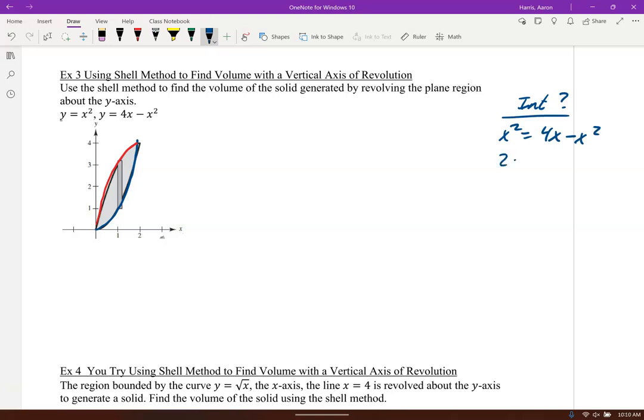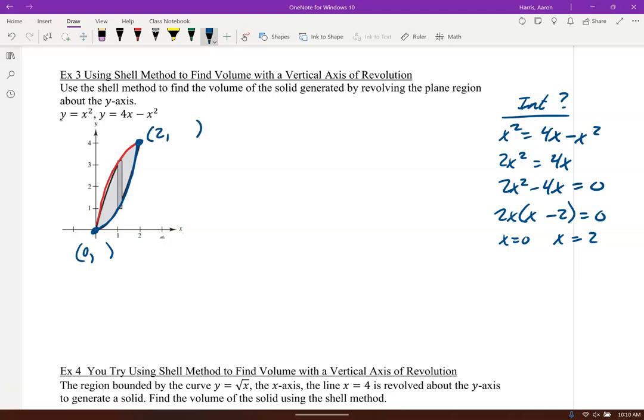So add x squared to both sides. You got 2x squared equals 4x. I'm solving a quadratic here. So get one side equal to 0. Let's go ahead and factor out a 2x. So I have 2x equals 0, and x minus 2 equals 0. So they hit at 0, and they hit again up here at 2. Is their intersection, right?